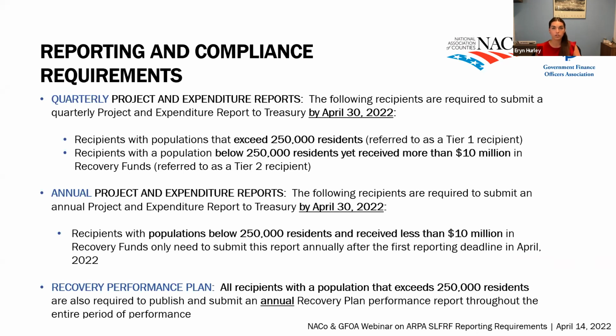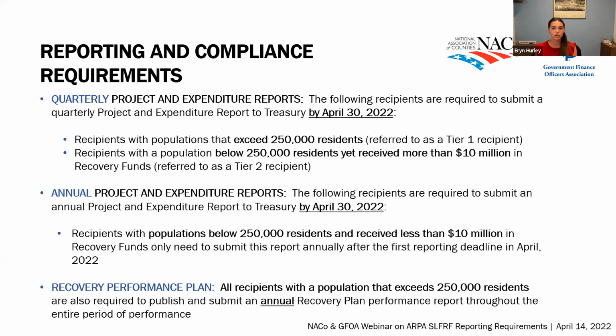You have less than 250,000 residents and received less than $10 million in recovery funds. For the annual project and expenditures reports, this is actually going to be your first report that you are submitting. Those are if you reside within a jurisdiction that has a population below 250,000 residents and received less than $10 million. So, if you submitted a quarterly report, you're above 250,000 residents and received more than $10 million.